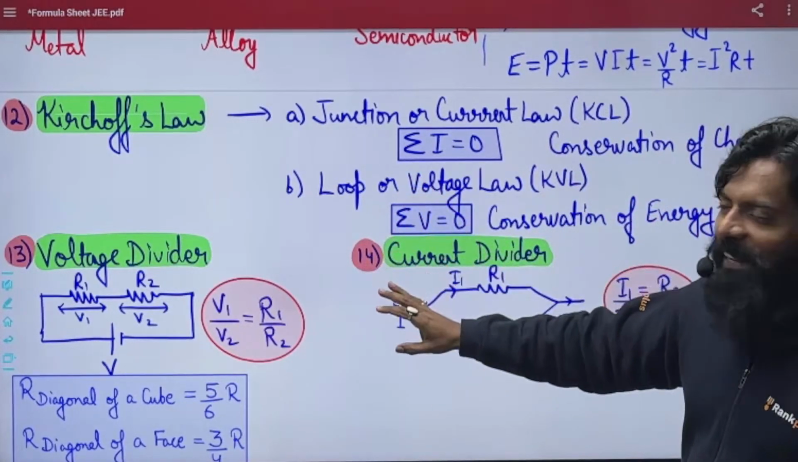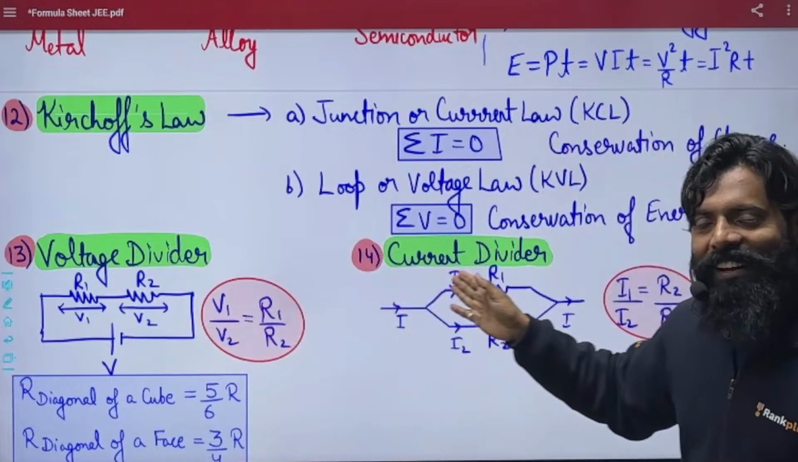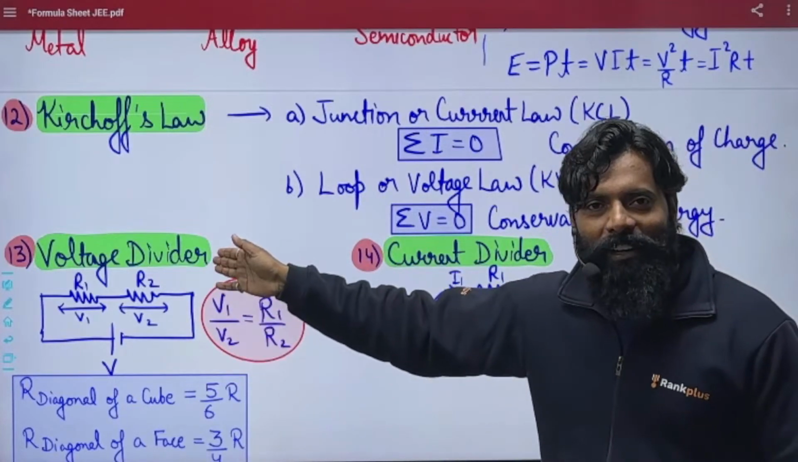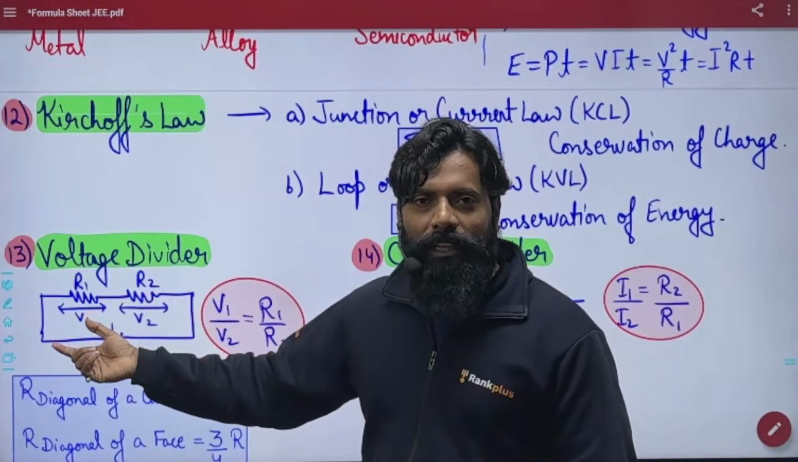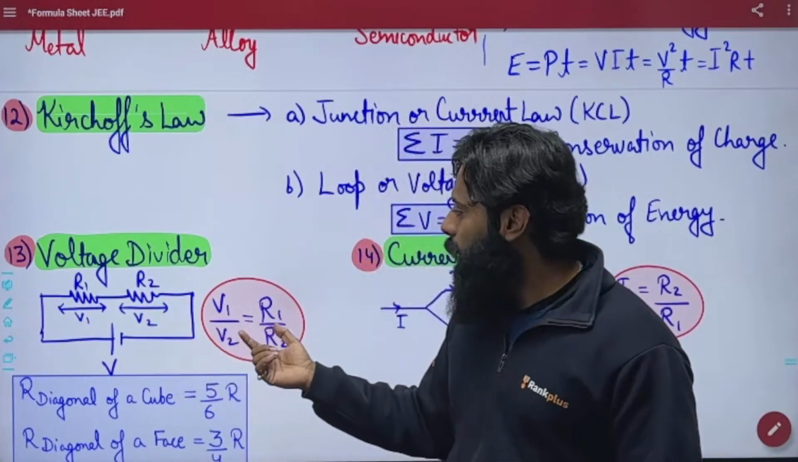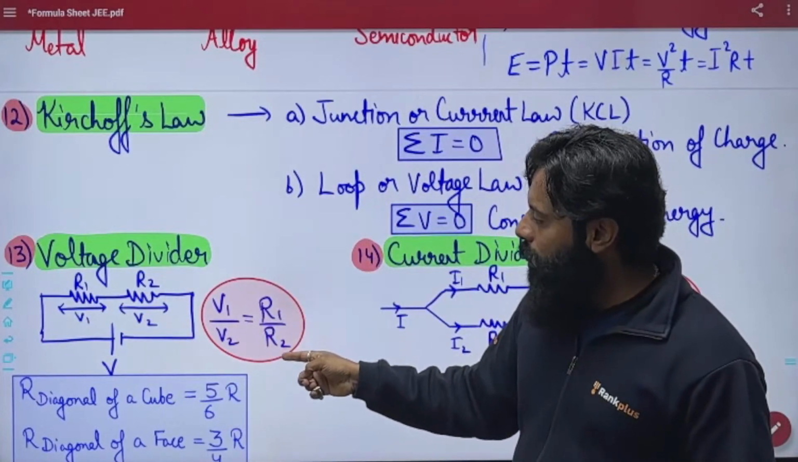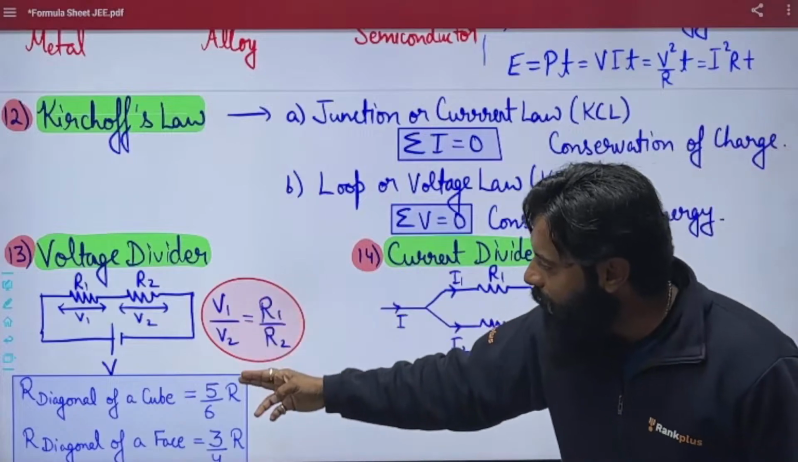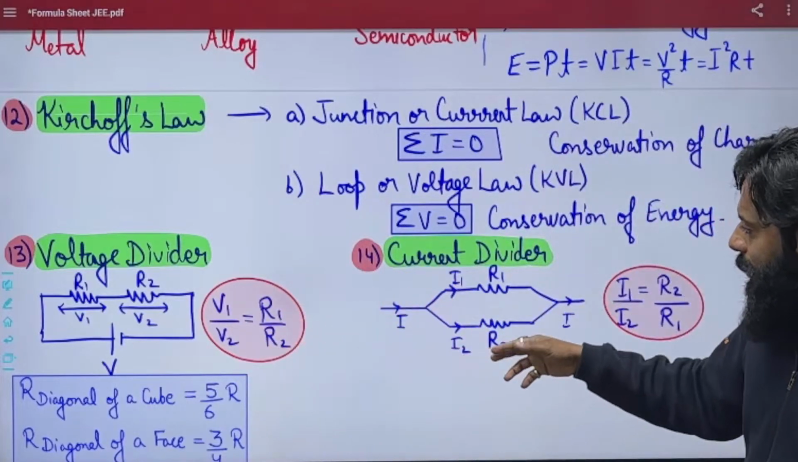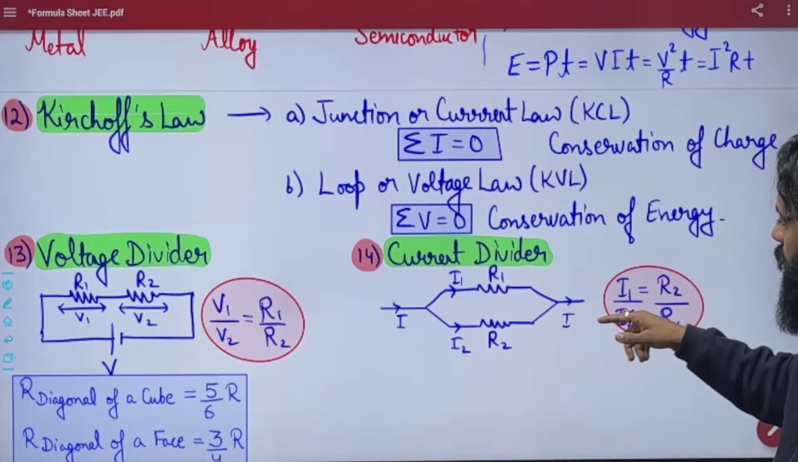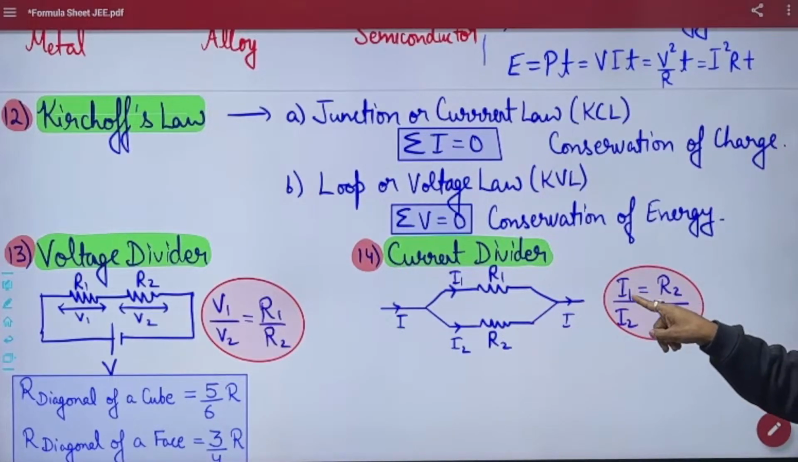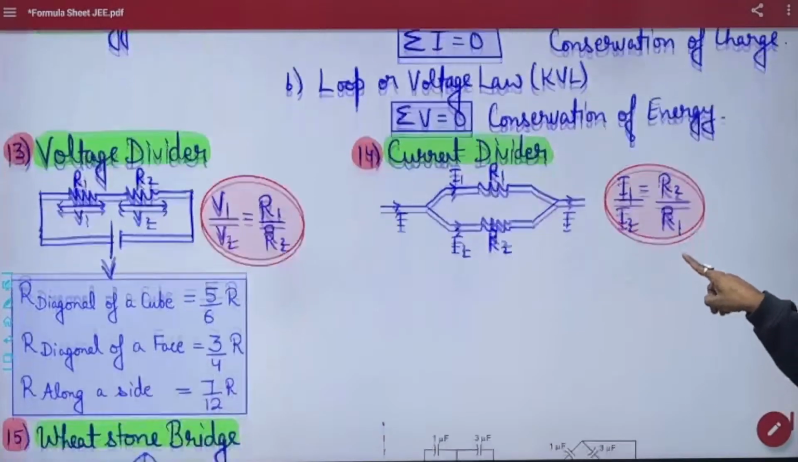So here I am telling you these two formulas are also important. The voltage divider: if I have two resistances connected in series, their voltages are divided in the ratio of their resistances, V1 by V2 is equal to R1 by R2. But when we are dividing the current, the ratio will be in the opposite direction. See, I1 by I2 is equal to R2 by R1. So it's a reverse order.